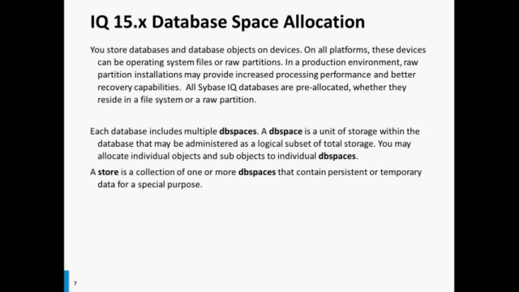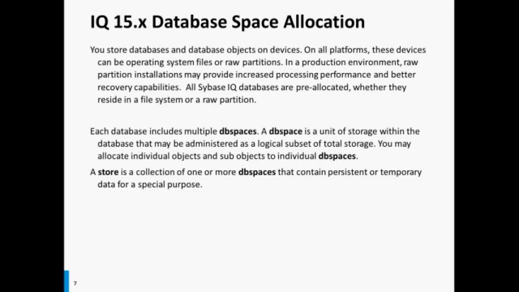Let's do a bottom-up approach here and start with the space allocation. You store the database and the database objects on devices, and on all the different operating systems we run on, these devices can be operating system files or raw partitions. In a production environment, we suggest they be raw partitions, and in a multiplex type environment, it's a requirement that these are raw partitions.